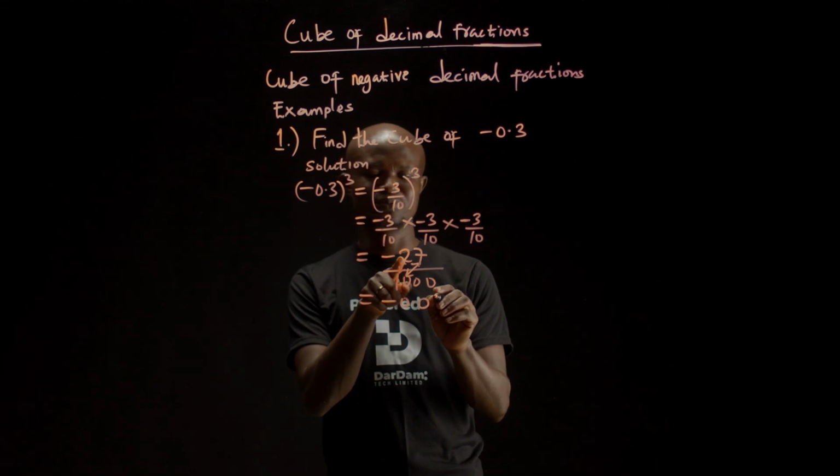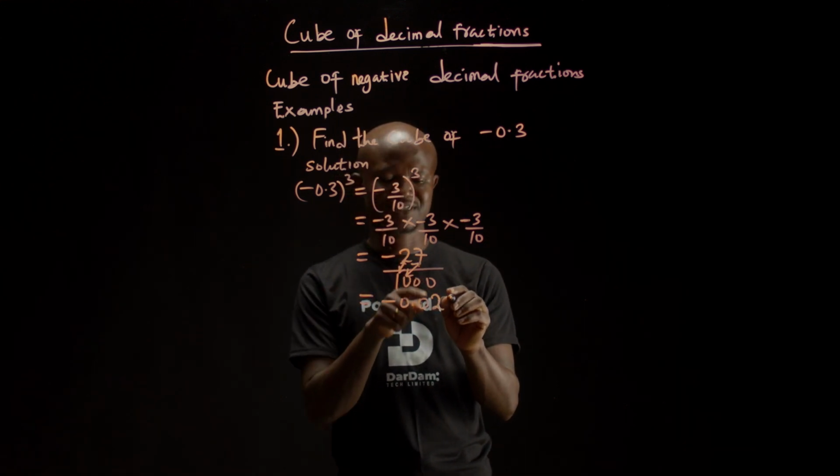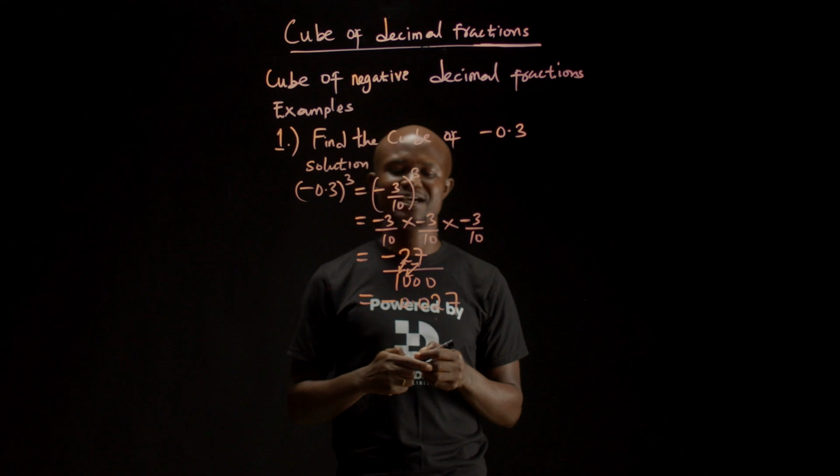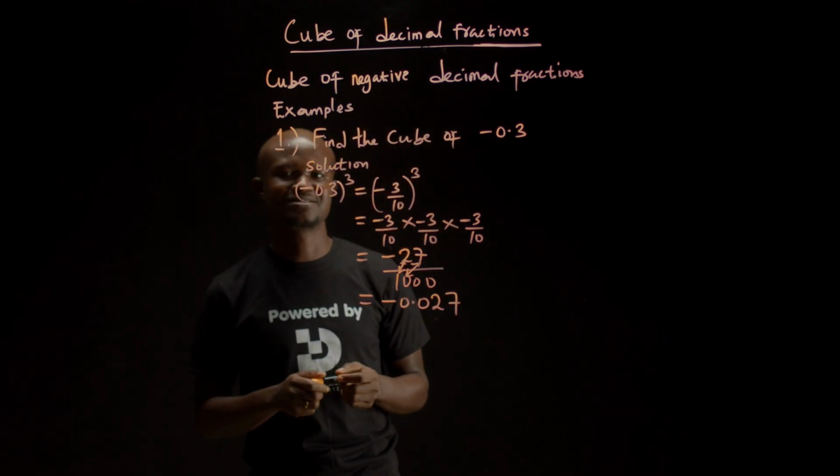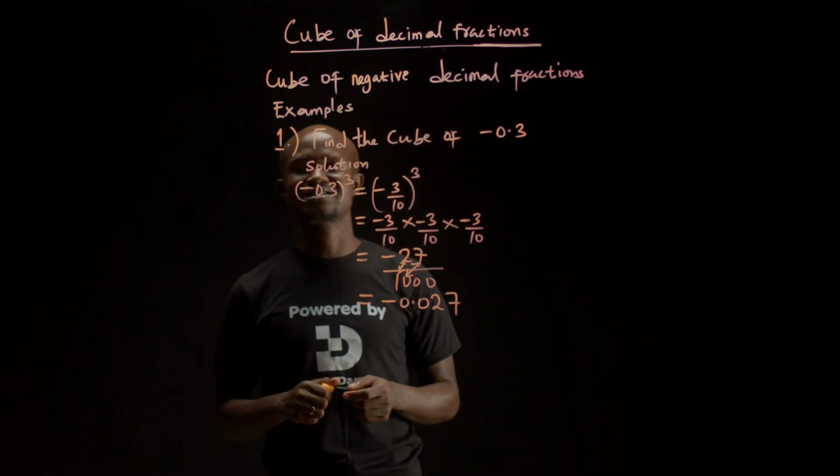Then what do we have? The numerator, what do we have? 2, then we have 7. So the answer is minus 0.027. That is the solution to the problem.